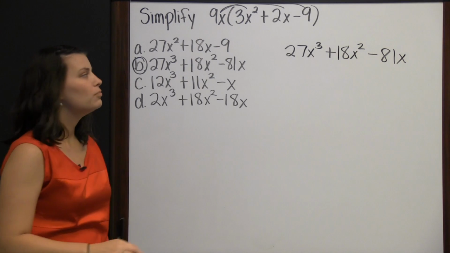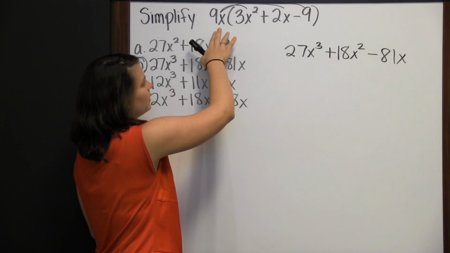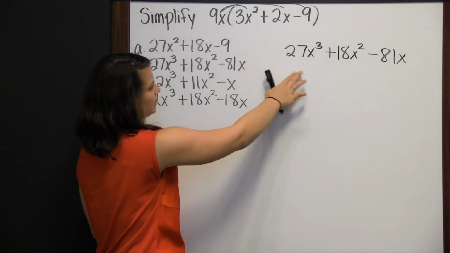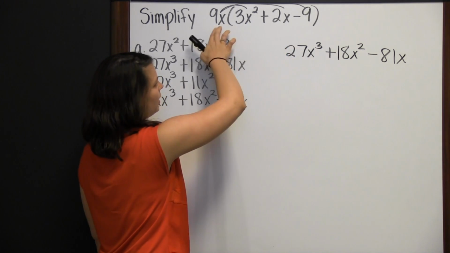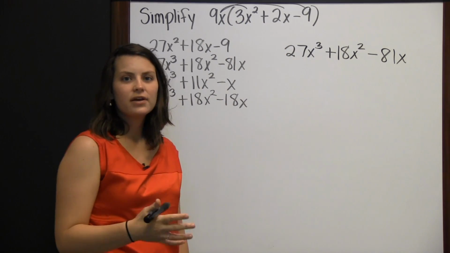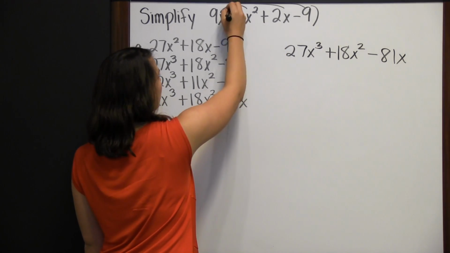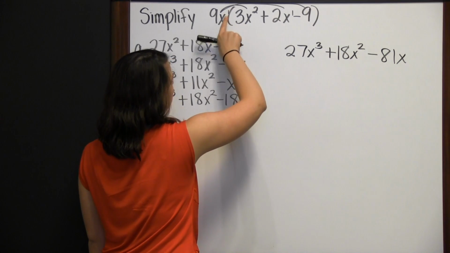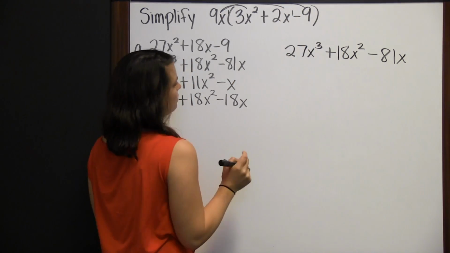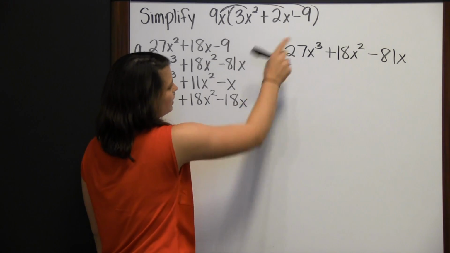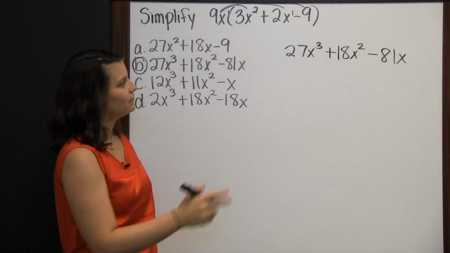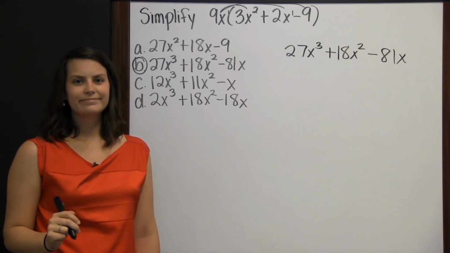So remember that when you multiply x times x squared, you're adding the exponents, and that's where the x cubed comes from. X times x, again, you're adding those exponents, and those have an imaginary exponent of a 1, both of them. So x to the first times x to the first is x squared. You add the exponents, 1 plus 1, and then 9x times 9 is 81x, or negative 81x because of the minus in front of the 9.